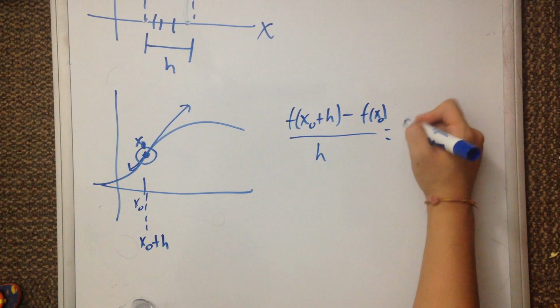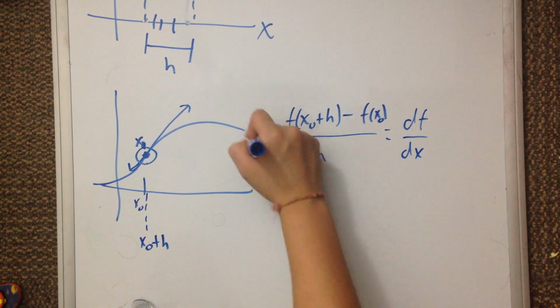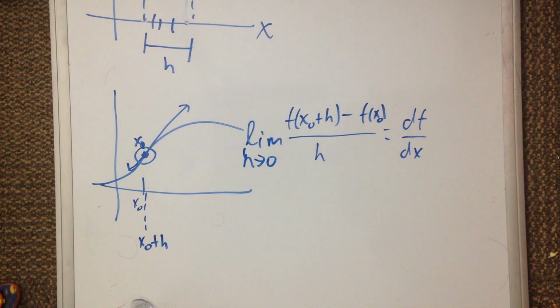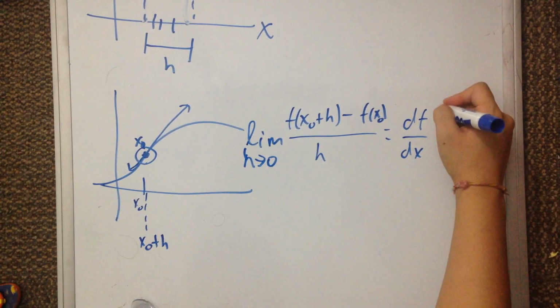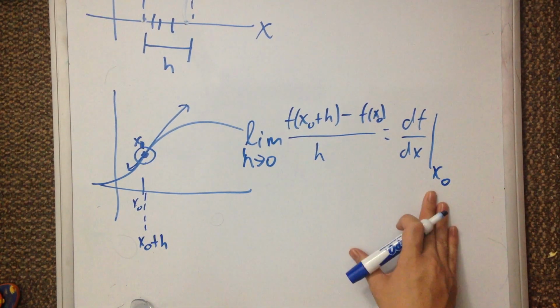And this is the derivative of the function as long as we take the interval to be very small, and this is evaluated at a specific point. Okay? And this is the evaluation symbol.